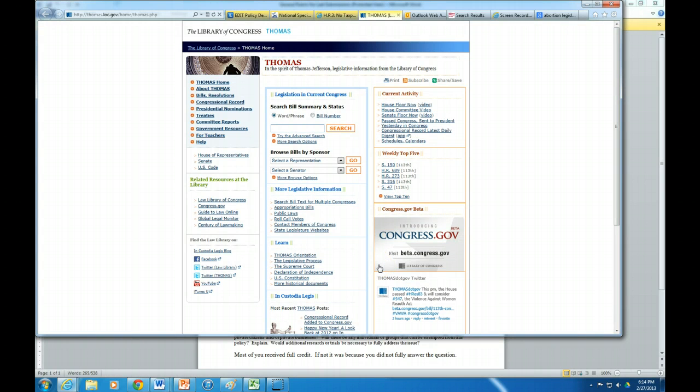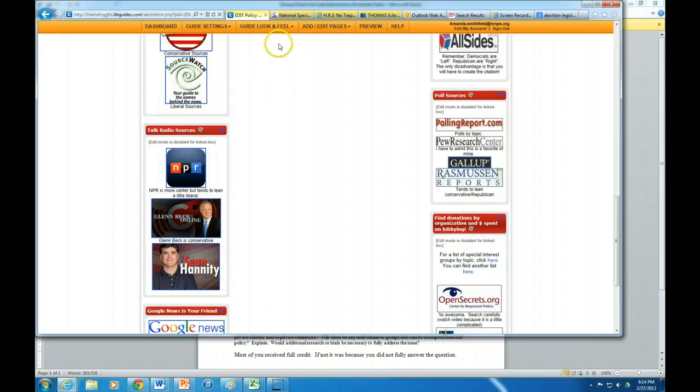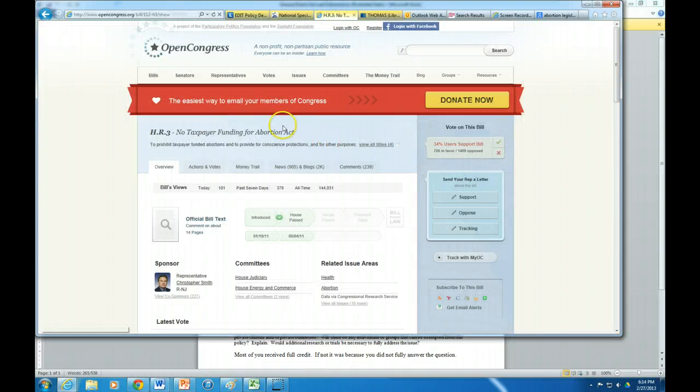Now, in Thomas, this is the actual Library of Congress website, and we're going to need to use the advanced search. Because of that, we need to keep in mind when our lovely HR3 occurred. Remember, we're currently in the 113th Congress, so we need to go back one Congress. One Congress lasts for 2 years. So that's how I know that.